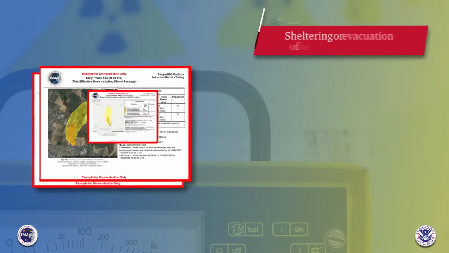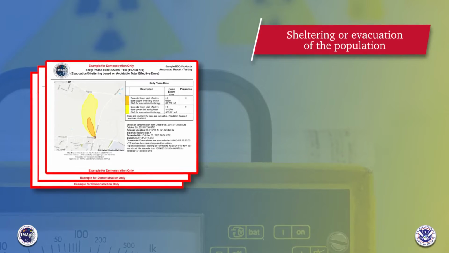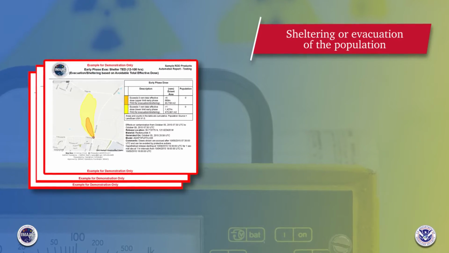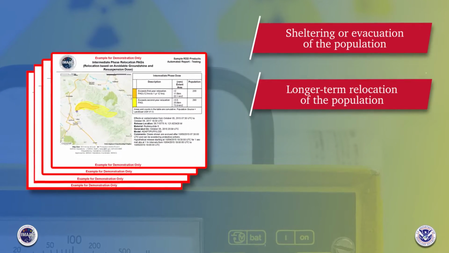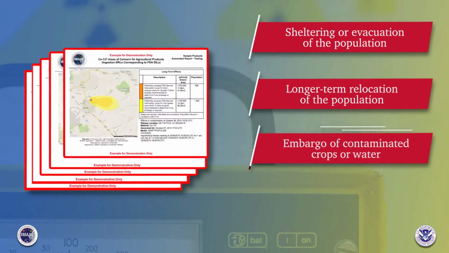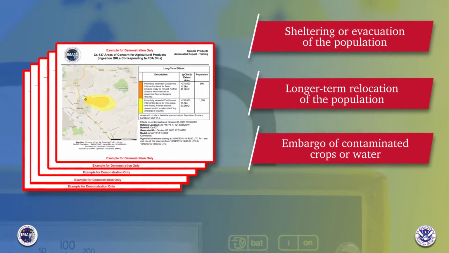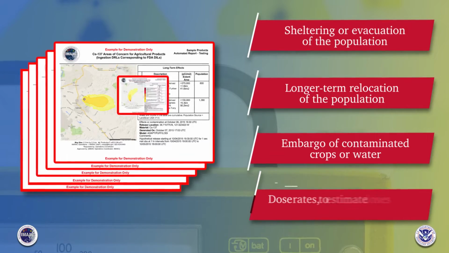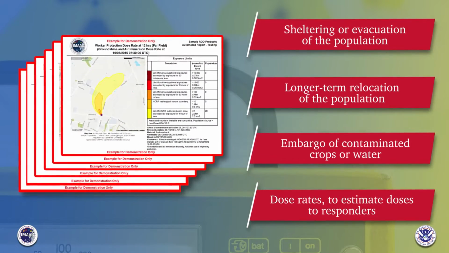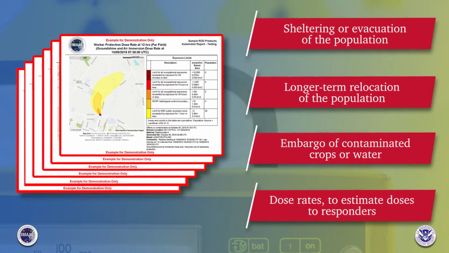IMAAC products will show areas where radiation dose levels may warrant sheltering or evacuation of the local population, longer-term relocation of the population, or embargo of contaminated agricultural crops or water. IMAAC products can also show dose rates that workers responding to the incident may receive in different areas.